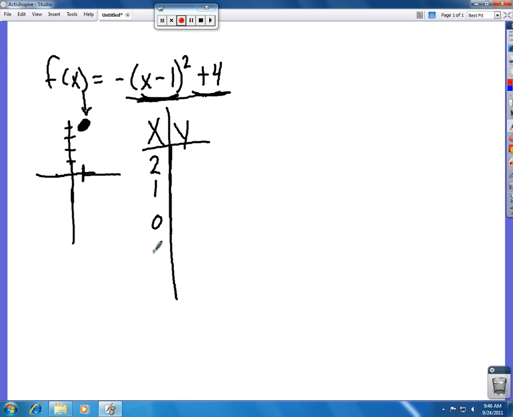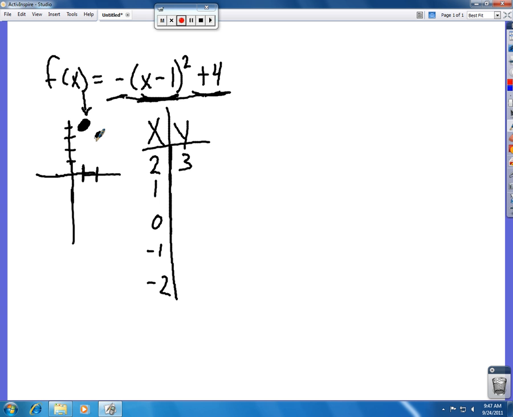Again, let's do some more points than just 3, since this is kind of a tricky example. And we'll just plug these in for x. So if we plug in 2 for x, you're going to have 2 minus 1, which is 1, and it's going to be squared. 1 squared is 1, but we have this negative out front, so it's going to be negative 1 plus 4, which is going to give you a 3. So at 2 on your x-axis, you're going to be at 3 on your y-axis. So that gives you that point.